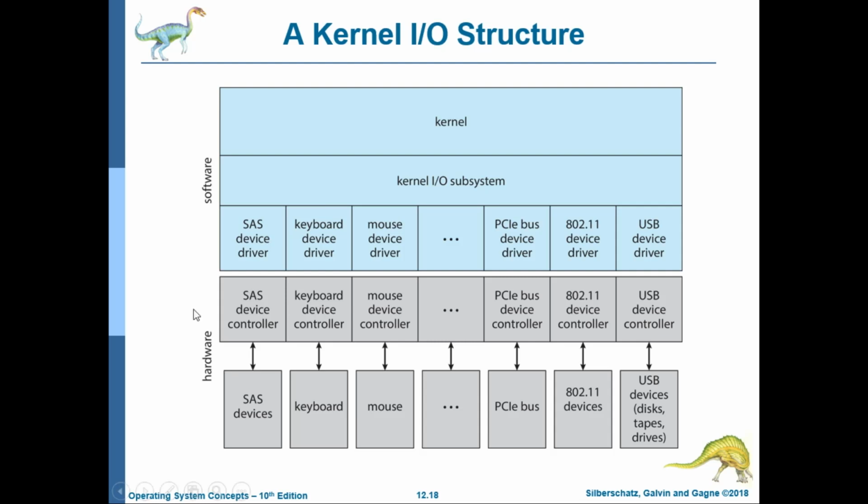And then connected to the device controllers are the different devices. Of course, for the keyboard device controller, it is a keyboard, and for the mouse controller, it is a mouse. For the PCIe bus device controller, any devices that can be connected using PCIe. For the 802.11 device controller, any wireless connection devices. And for the USB device controller, any devices that have a USB interface.